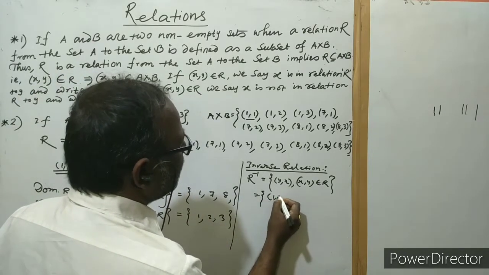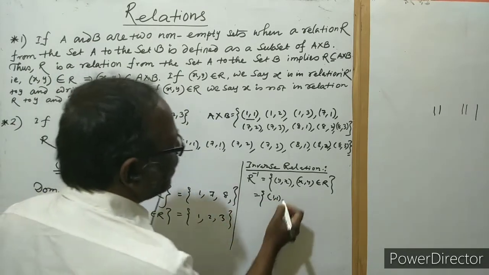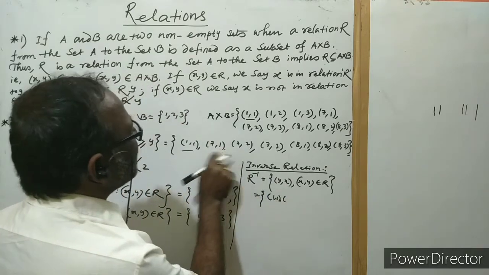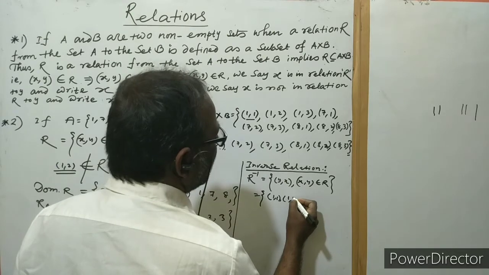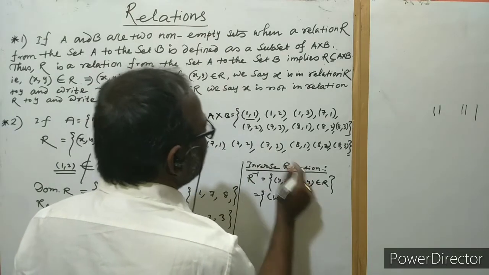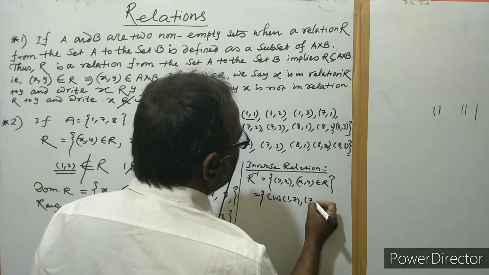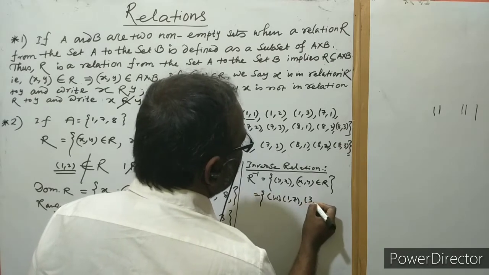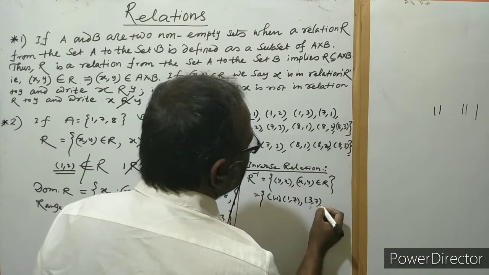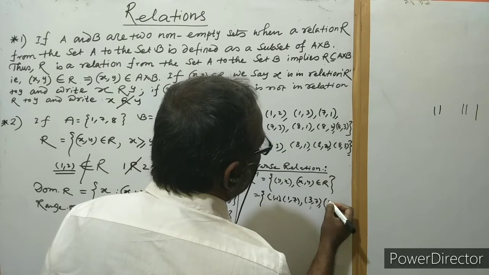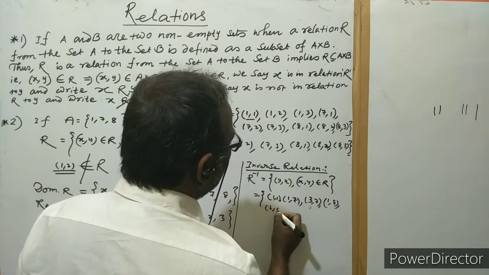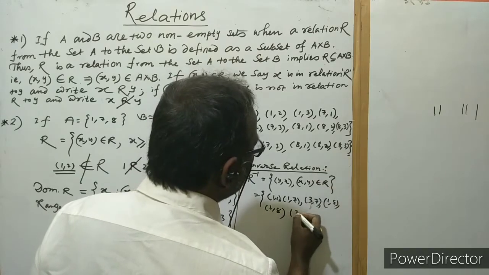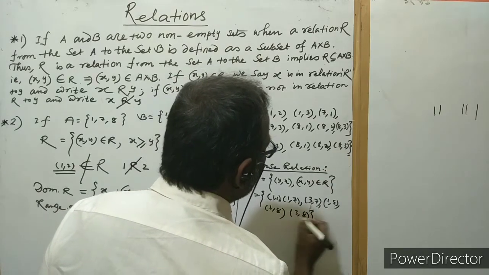So 1 comma 1, if we reverse this, is 1 comma 1. But here in the relation we have 7 comma 1, so in the inverse relation we get 1 comma 7, and same as 7 comma 3, so we get 3 comma 7. Also here this is 8 comma 1, so we can write 1 comma 8, and then 2 comma 8, and 3 comma 8 also. This is the inverse relation.